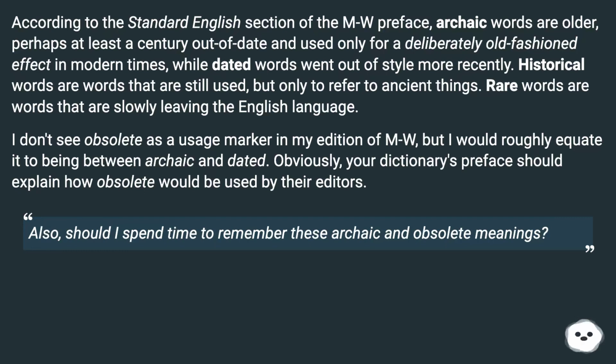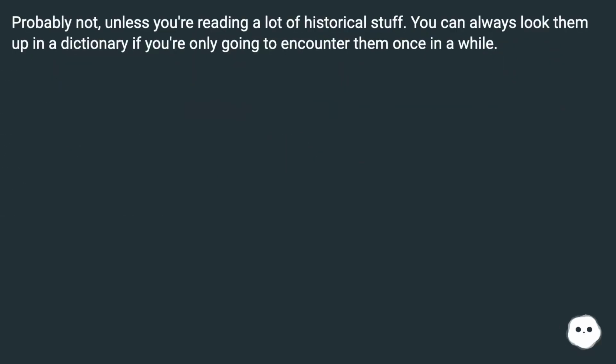Also, should I spend time to remember these archaic and obsolete meanings? Probably not, unless you're reading a lot of historical stuff. You can always look them up in a dictionary if you're only going to encounter them once in a while.